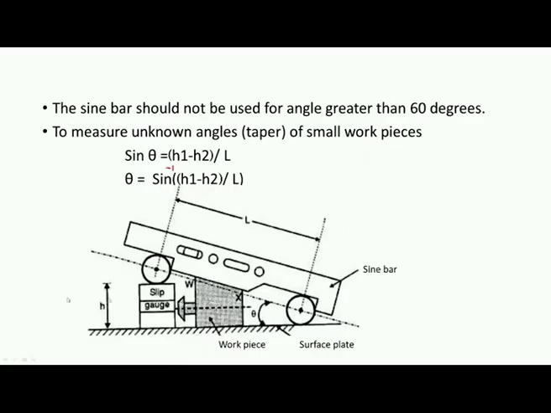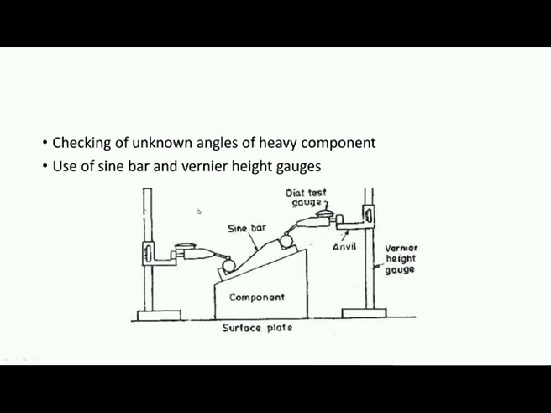Knowing the values of H1, H2 and L, we can find out the taper angle theta, that is theta is equal to sine inverse of (H1 minus H2) divided by L. Sometimes the workpiece will be very heavy. So, for checking unknown angles of a heavy component, how do we use the sine bar?